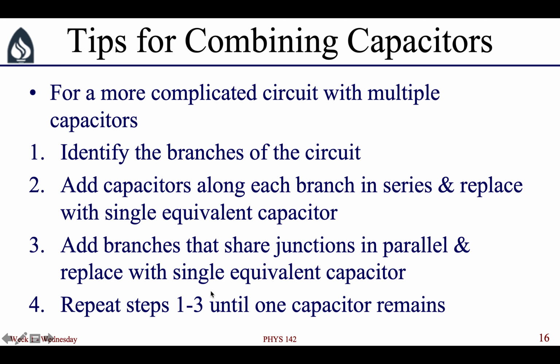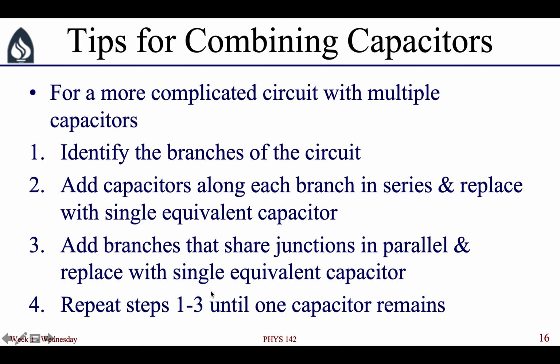You want to figure out where those junction points are, and then branches go from junction point to junction point. Find the branches of the circuit. Look to see if there are any capacitors, if there are multiple capacitors along a single branch. And if there are, then you would add those capacitors in series and replace it with a single equivalent capacitor. And you do that for each of the branches.